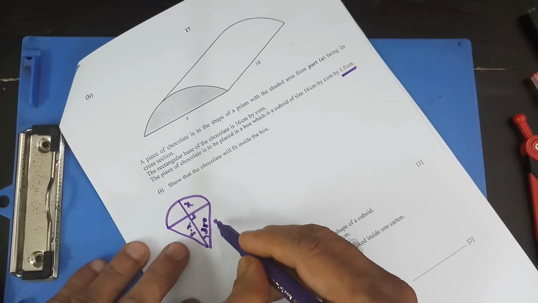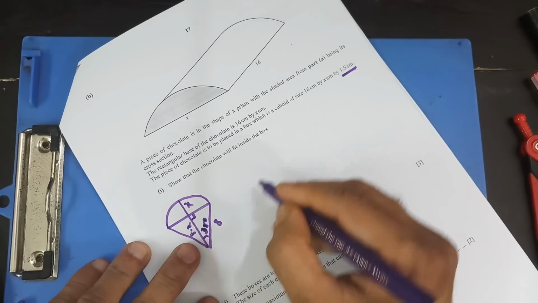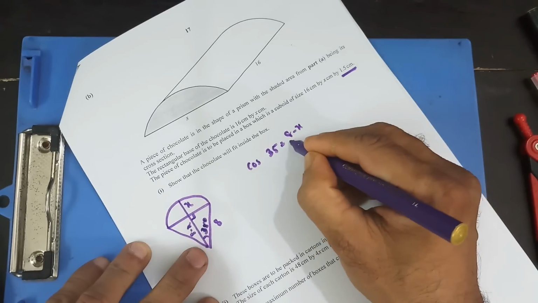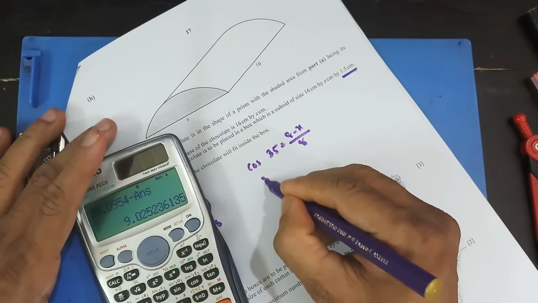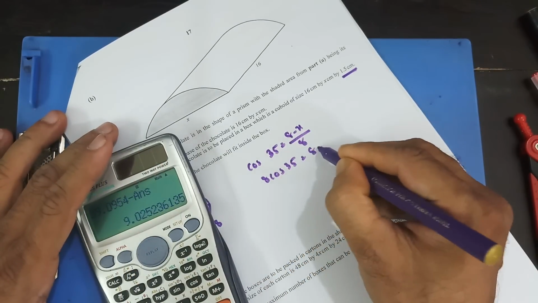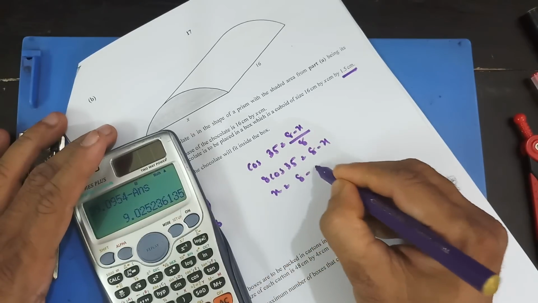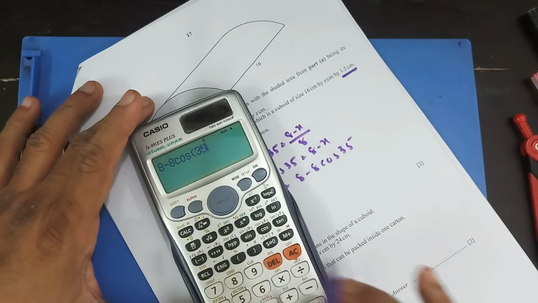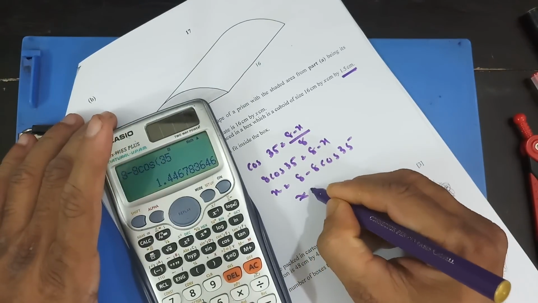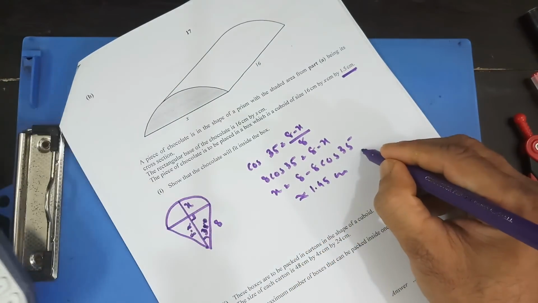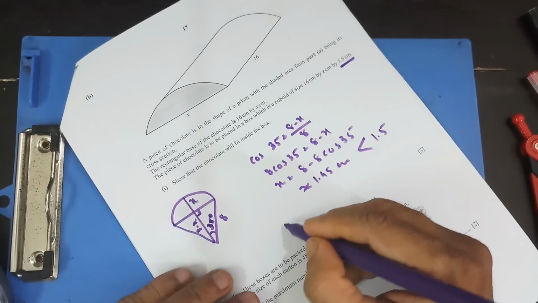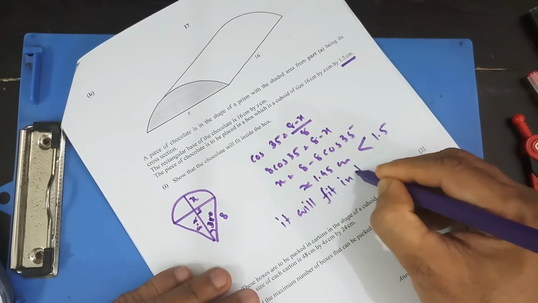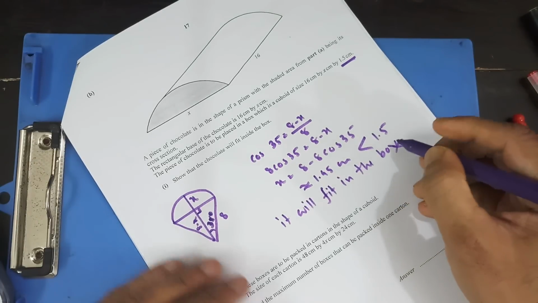Now, adjacent over hypotenuse, so it looks like cos. So cos 35 equal to 8 minus x divided by 8. So it's going to be 8 cos 35 equal to 8 minus x. So x comes over here. It's going to be 8 minus 8 cos 35. That's going to give me approximately 1.45 centimeter, which is less than 1.5. So it will fit in the box. So it's shown.